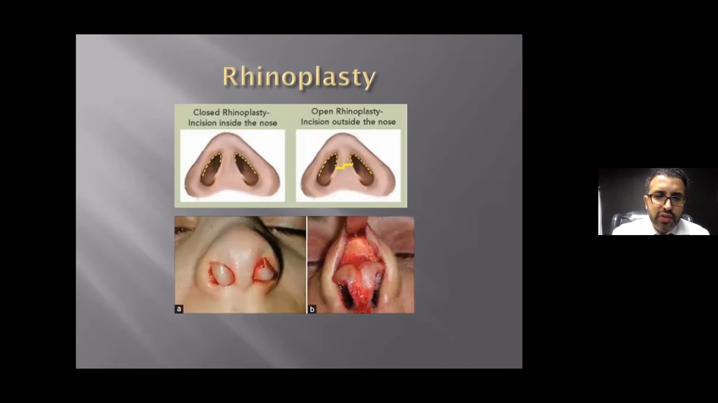Here on the left is an example of a closed surgery. The cartilages in the nose, we're reshaping these cartilages, and they're in the nostrils, and then they get put back in. Whereas on the right-hand view, this is what's called open, where you lift the skin off the nose. Definitely more invasive, leads to a scar, and this is not the approach I use. Next slide.